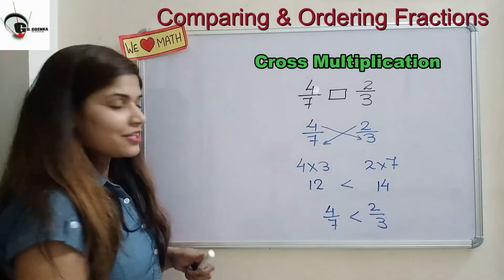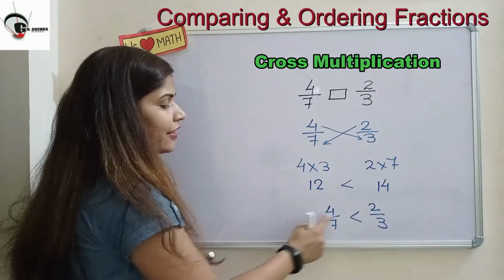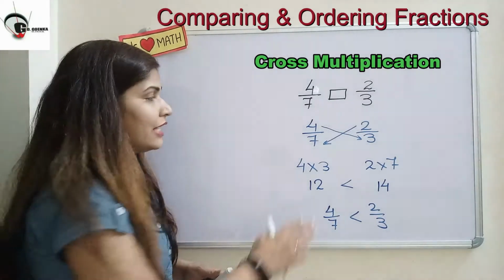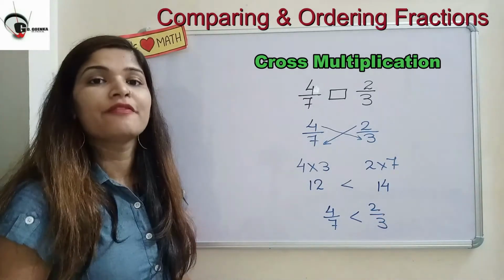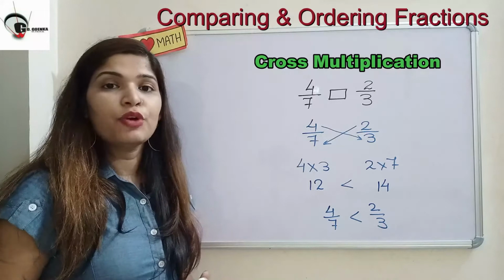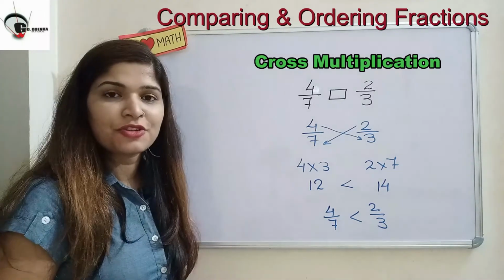Don't go by the numbers. You can see here the numbers are bigger on one side and smaller on the other. But by doing this method, we can easily find out which fraction is smaller and which fraction is bigger. I hope you have understood how to compare the fractions.